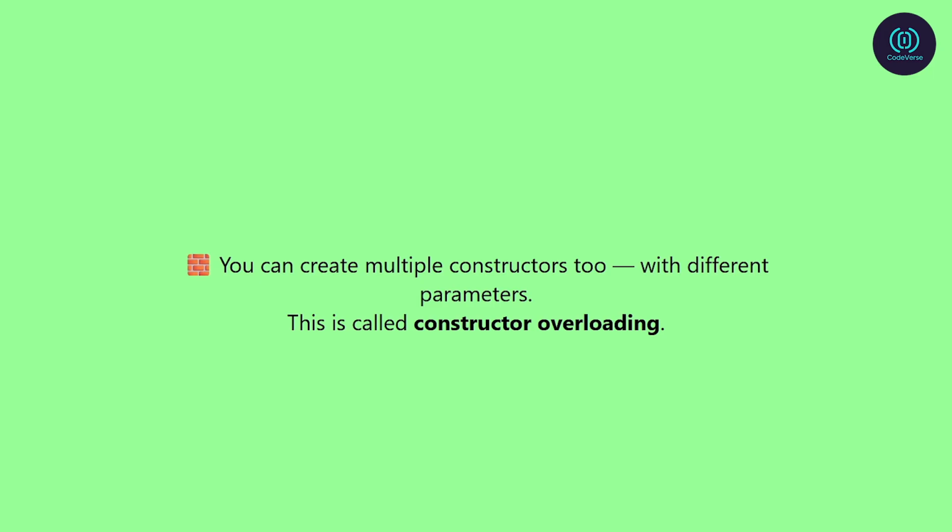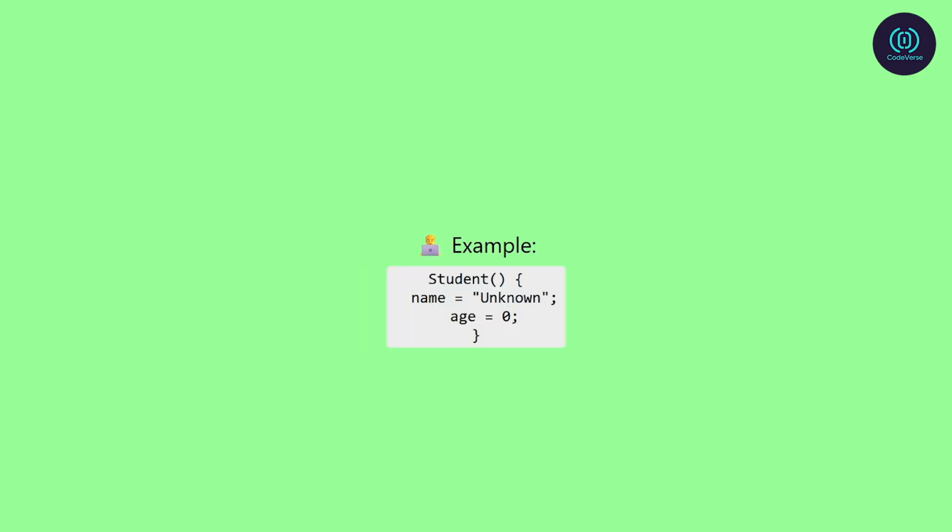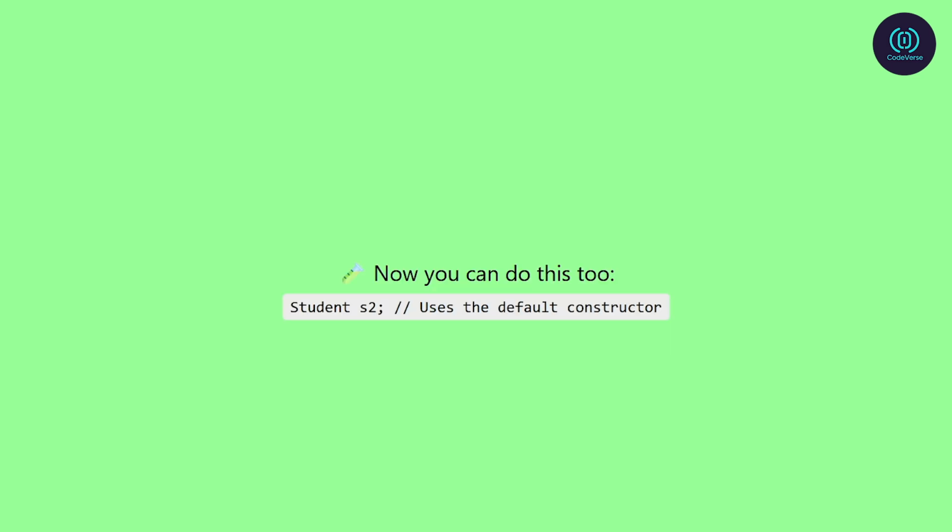You can create multiple constructors too, with different parameters. This is called constructor overloading. Student(): name equals unknown, age equals 0. Now you can do this too, Student s2, which uses the default constructor.